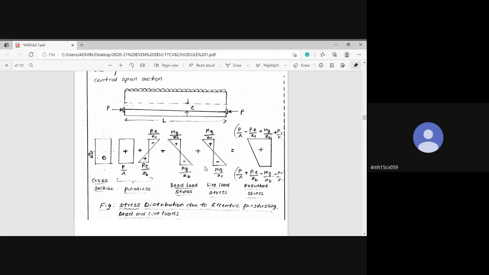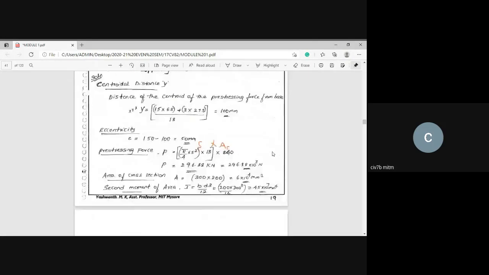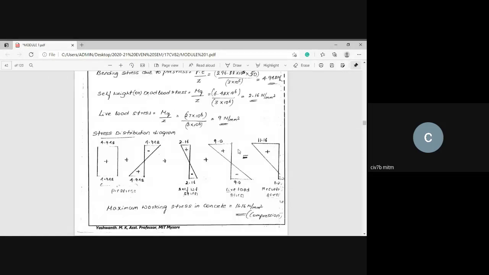Yes sir. Fine. Any other doubts? Any other doubts? So this rectangular section has been solved. Any doubts?